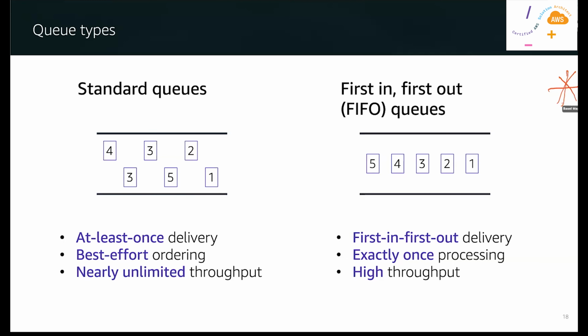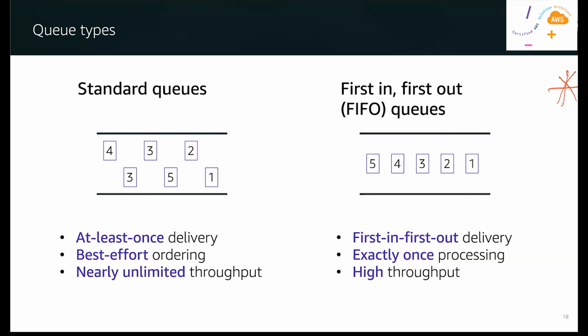Now in Amazon, there are two types of queue: the standard queue and the first in, first out queue. It's very important for you to know these for the solution architect exam. Why? Because they want you to know the differences between a standard queue and a first in, first out queue.